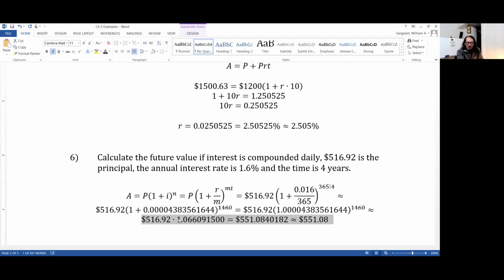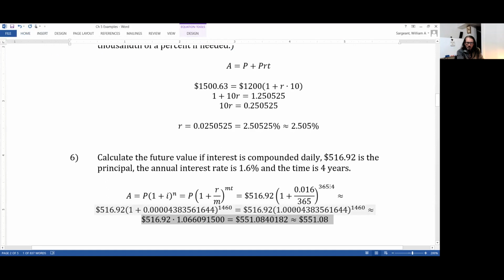So I found out here what 1.000043 and so on, to the 1460 is. And finally, I do the multiplication. After rounding, because this is money, to the hundredths place, $551.08.